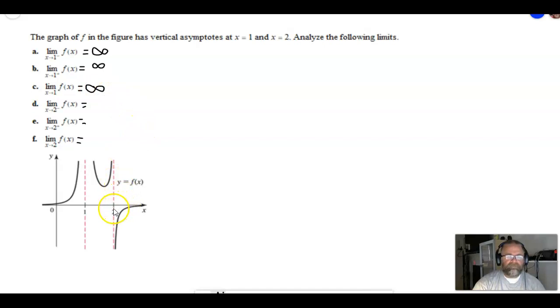Now for 2, 2 from the left, as we get closer and closer to 2 from the left-hand side, our y's are approaching positive infinity. From the right-hand side of 2, it looks like it's going down, down, down, down. So it's approaching negative infinity. And for the two-sided limit, from both sides, since these are not the same, we say does not exist. All right, let's go ahead and try another problem here.